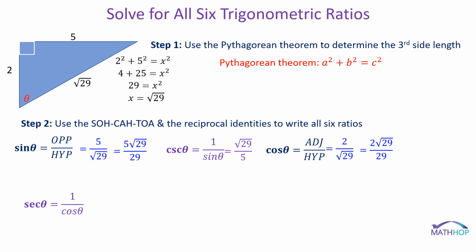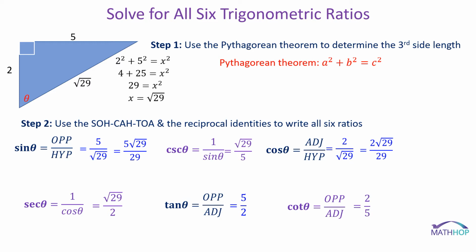Secant, that is the reciprocal of cosine. So I know cosine is 2 over rad 29. So this is just 1 over cosine. So I'm going to take the cosine and flip it, rad 29 over 2. Tangent, opposite over adjacent. Opposite again is 5, adjacent is 2. Tangent of theta is 5 over 2. Cotangent, that's just going to be either opposite over adjacent or 1 over tangent. It makes no difference. And it's 2 over 5.